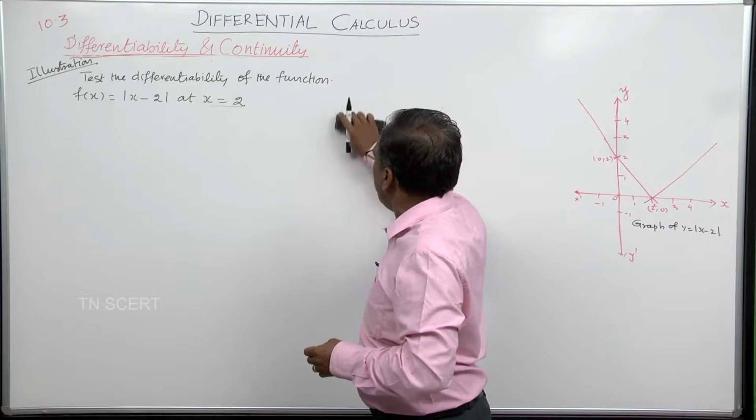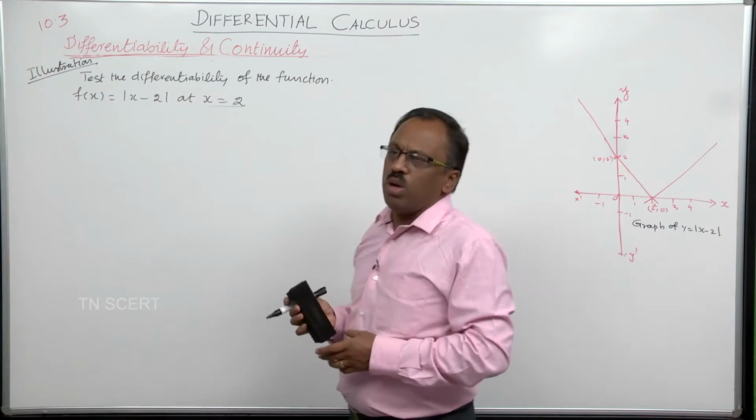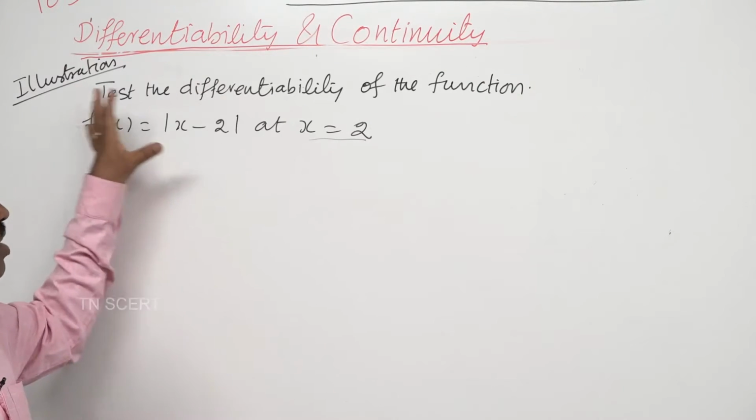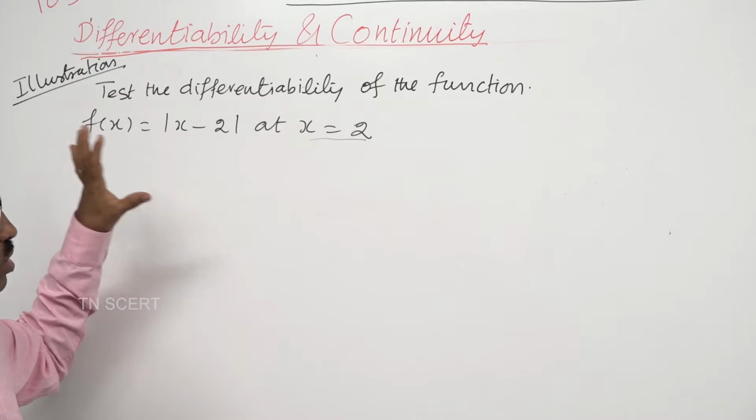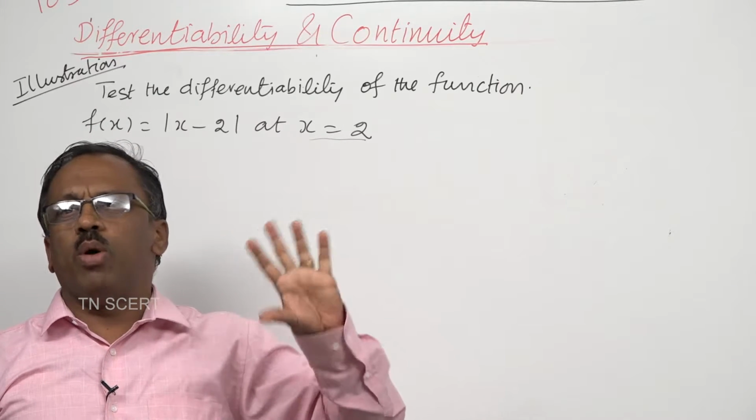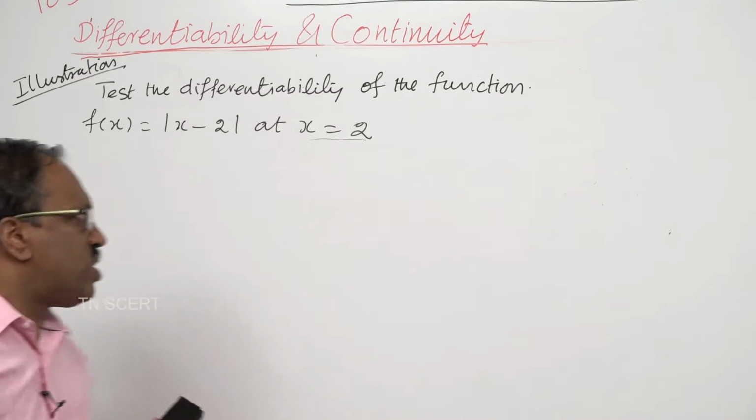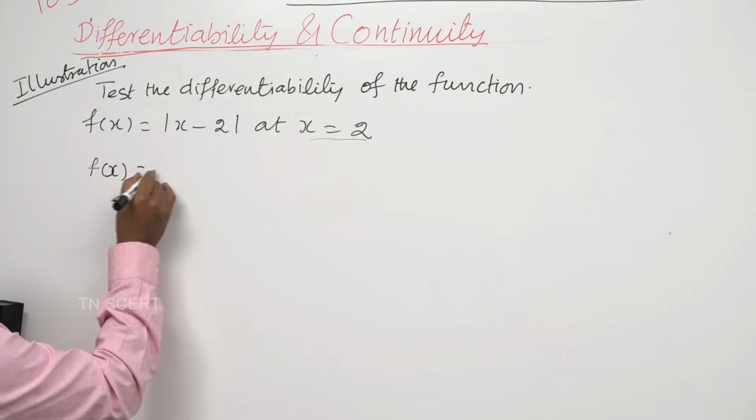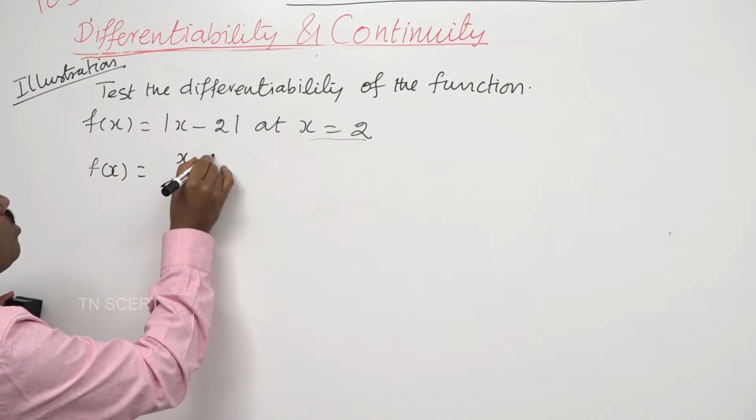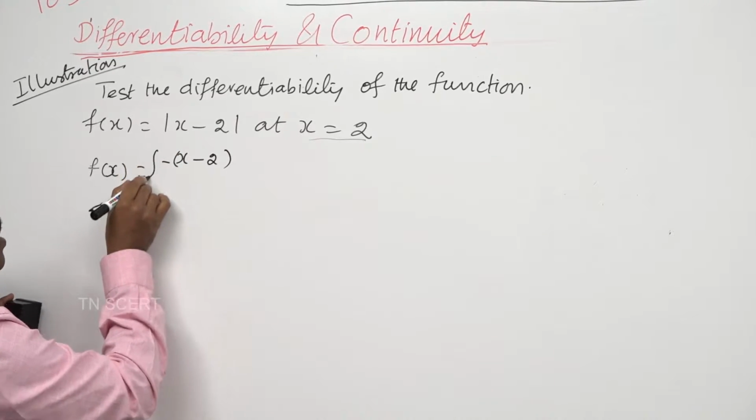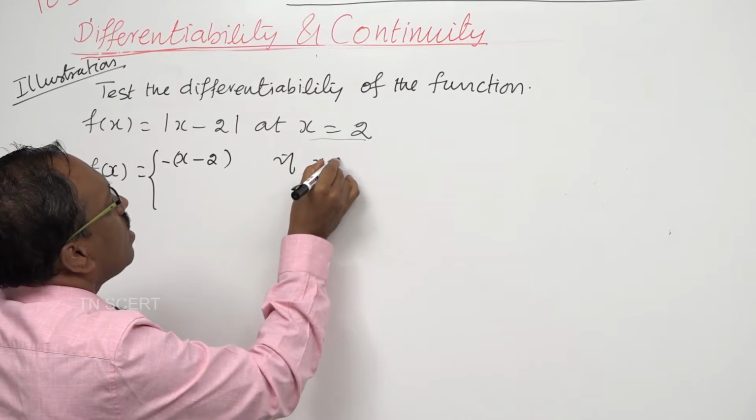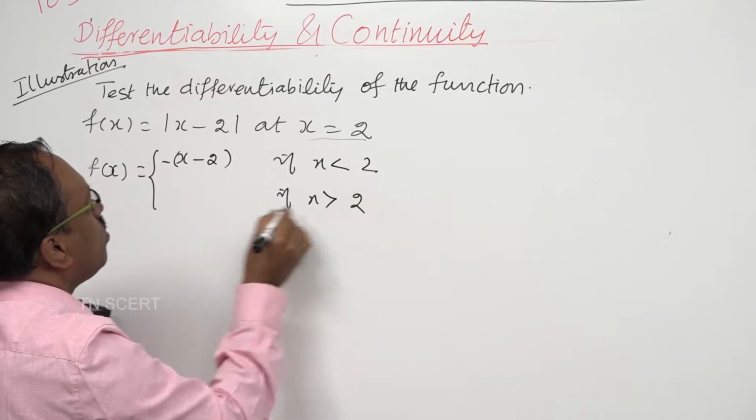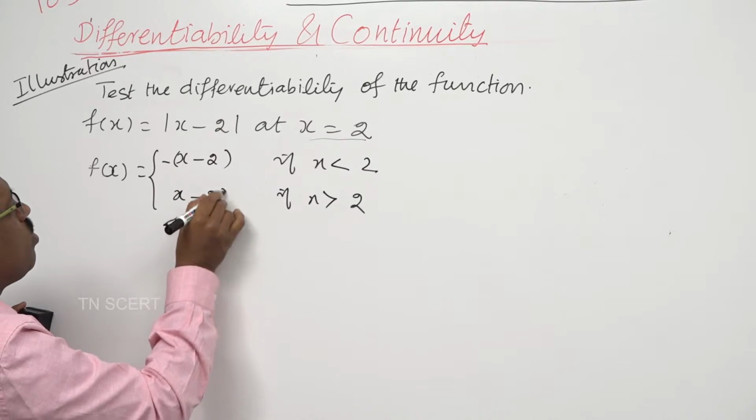It is a very interesting problem, and at the same time there are so many things we are going to discuss. So, this is an illustration problem. Why is it given as an illustration? We are going to analyze the problem in all possible cases. So, first of all, you define the function now. f of x is equal to minus of x minus 2 if x is less than 2, and x minus 2 if x is greater than 2.